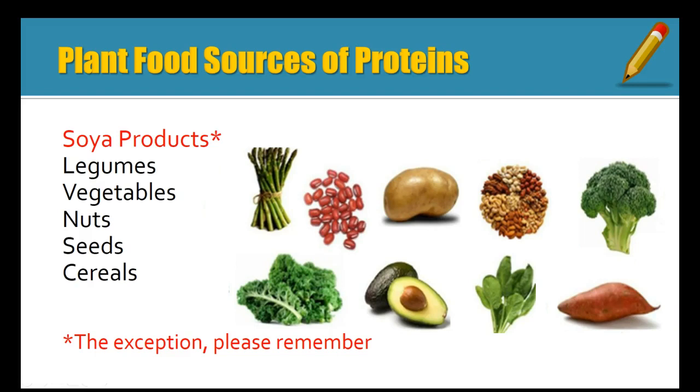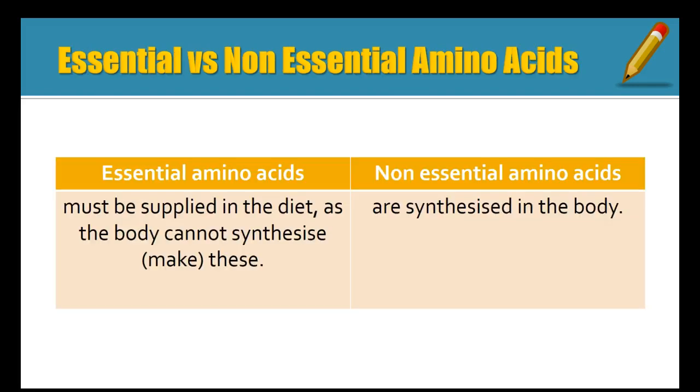So, animal products aren't the only source of protein. We can get plant-based sources of protein as well. These are what we call incomplete sources of protein because they don't actually include all the amino acids. And we're actually going to get onto essential versus non-essential amino acids.